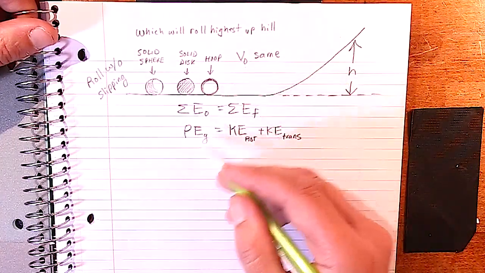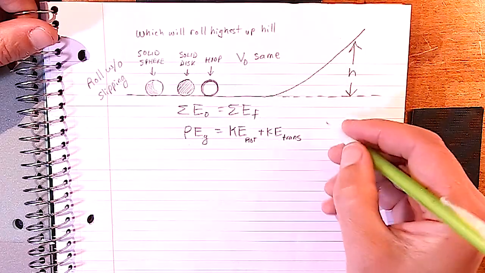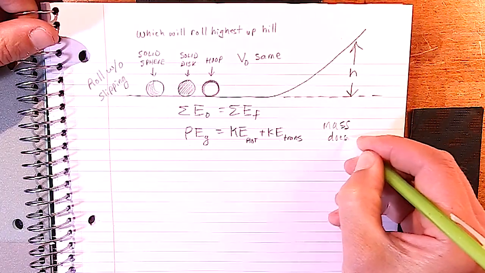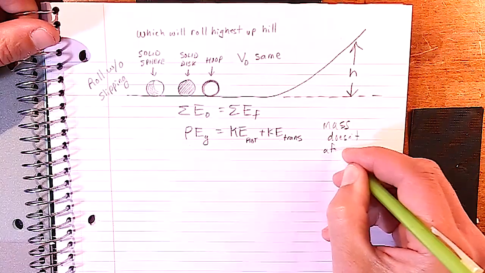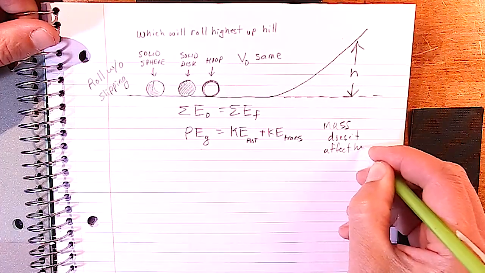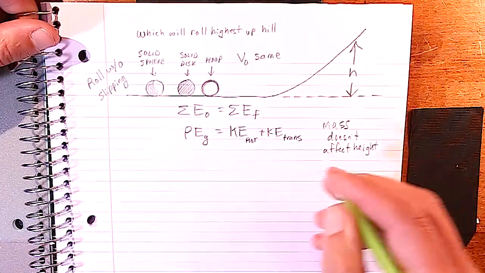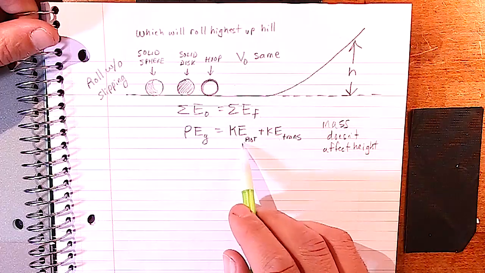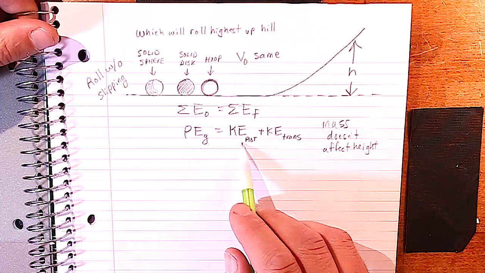So the mass will cancel out, and mass doesn't matter. So mass doesn't affect the height. Okay, well then what does? Well, what is going to be different about these three? Well, it's going to be the value of I.